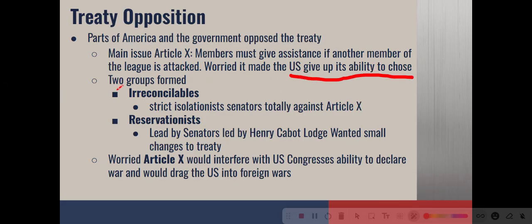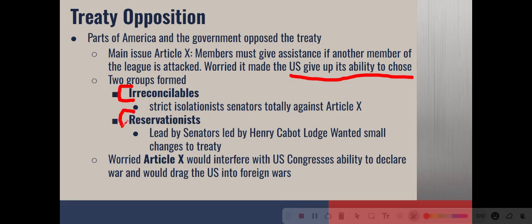So we have two groups formed. The irreconcilables, these are people who just hate the Treaty of Versailles. They hate the League. They're totally against Article 10. They're not going to vote for the treaty no matter what. They say it's not a good treaty for the United States. We'll make a separate treaty with Germany, Austria-Hungary, the Ottomans, and end our part of the war.